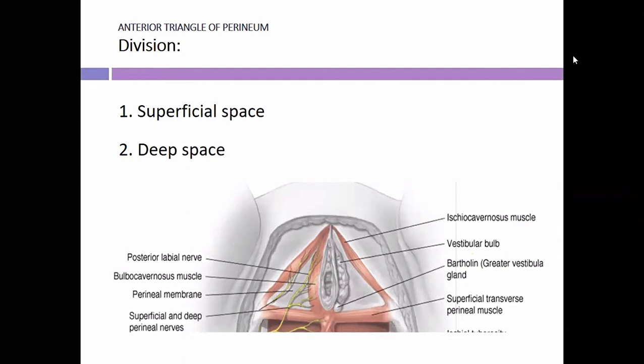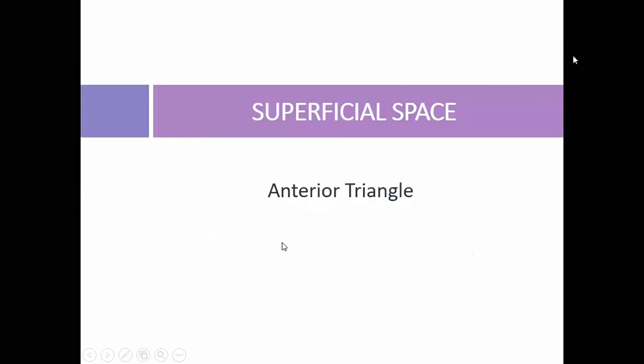Now, this anterior triangle of the perineum is further divided into a superficial space and the deep space. And the dividing structure or membrane is called the perineal membrane. This whitish structure is the perineal membrane. Above the perineal membrane is the superficial space of the anterior triangle, and beneath that is the deep space of the anterior triangle. Remember again that we are now talking beneath the skin and the subcutaneous area.